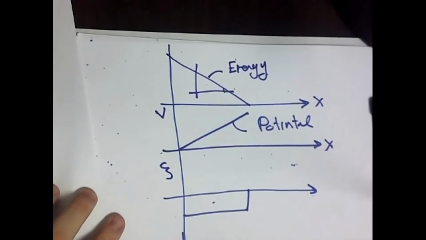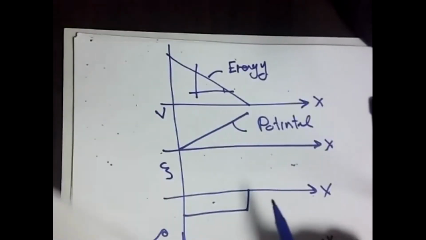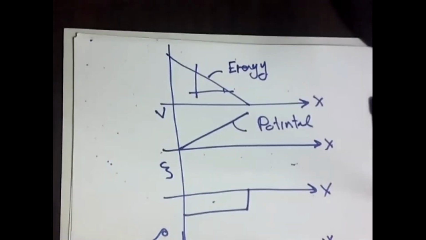And finally, what about the Q, the charge, the rho? The rho is the second derivative of the energy. So the derivative of this constant is simply zero. These are the four outputs we can plot.